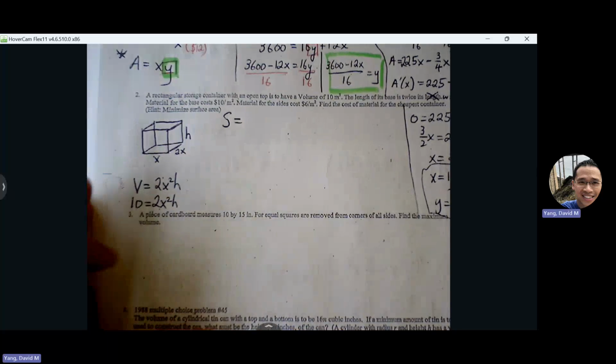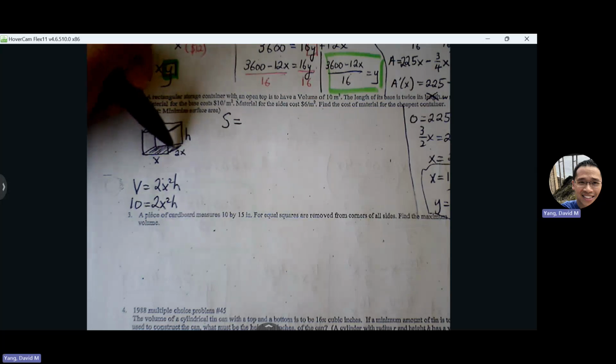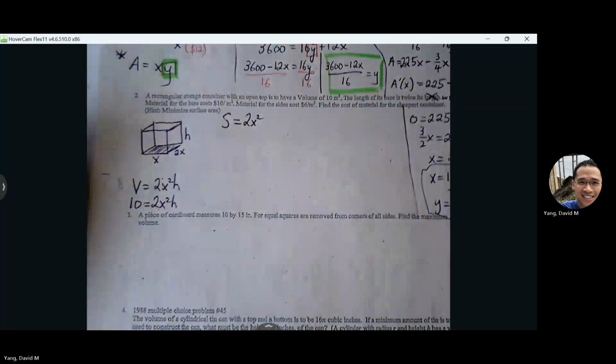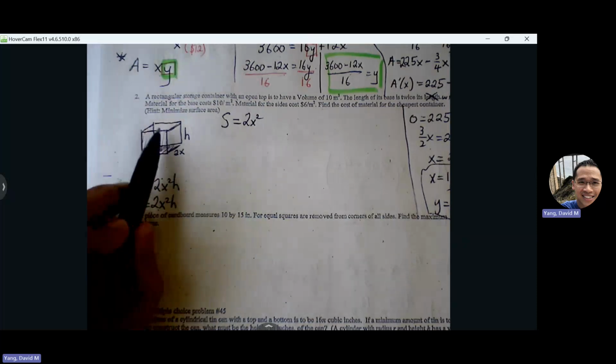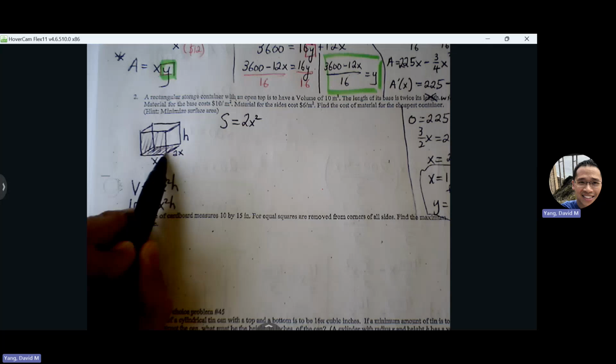Now, how many sides are we working on here? 5. Yeah, open top. So we'll just do one surface at a time. Let's start with the base. What's the area of the base? 2x squared. Okay, so that's 1. Let's do this side here, the front-facing one. What's the area of this front face?